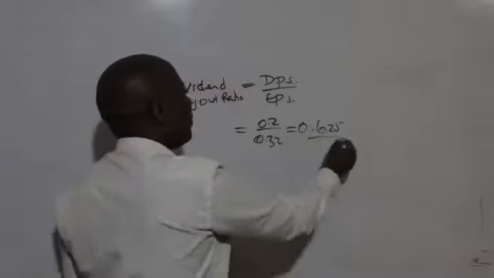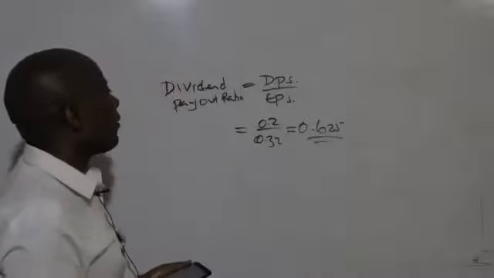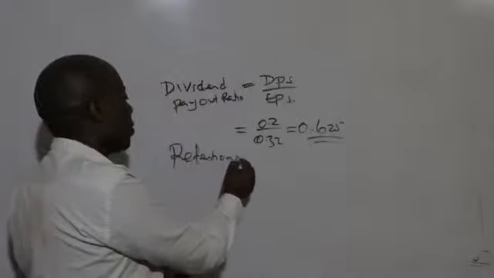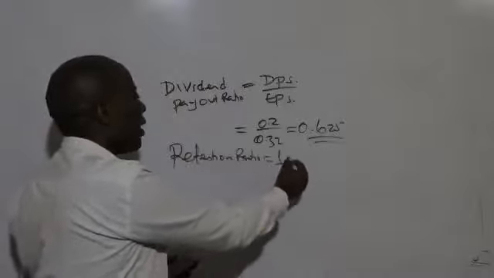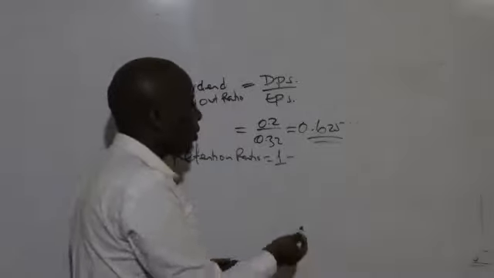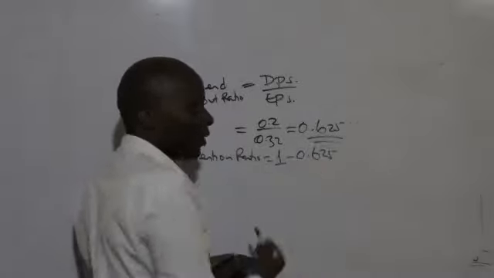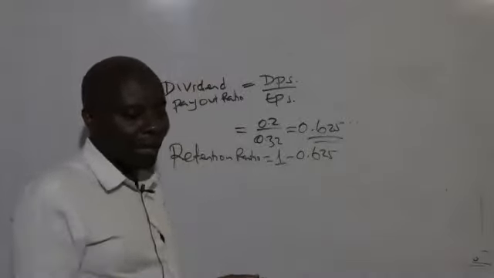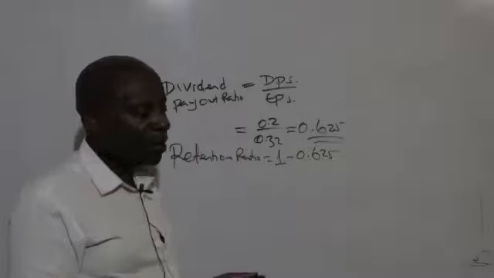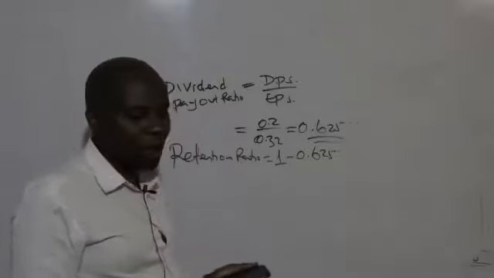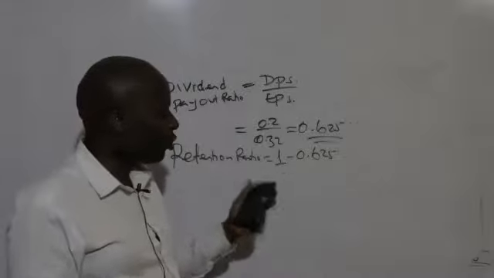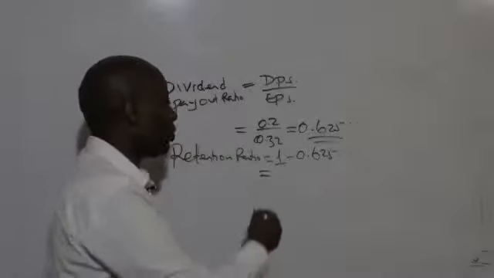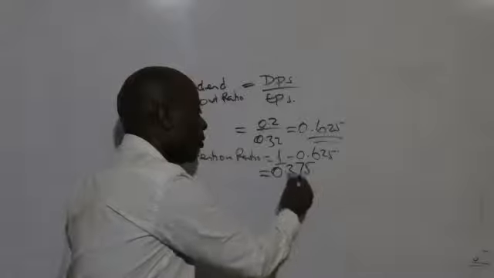0.625, isn't it? Now the moment I have 0.625 as a dividend payout ratio, then I'll be able to know the retention ratio. So the retention ratio will be equal to 1 minus the dividend payout ratio, which is 0.625. So what we are able to retain will be, of course, 1 minus what we pay. Kindly give me the retention ratio here, which will be 1 minus 0.625. Please give us an answer. 0.375. Thank you very much.